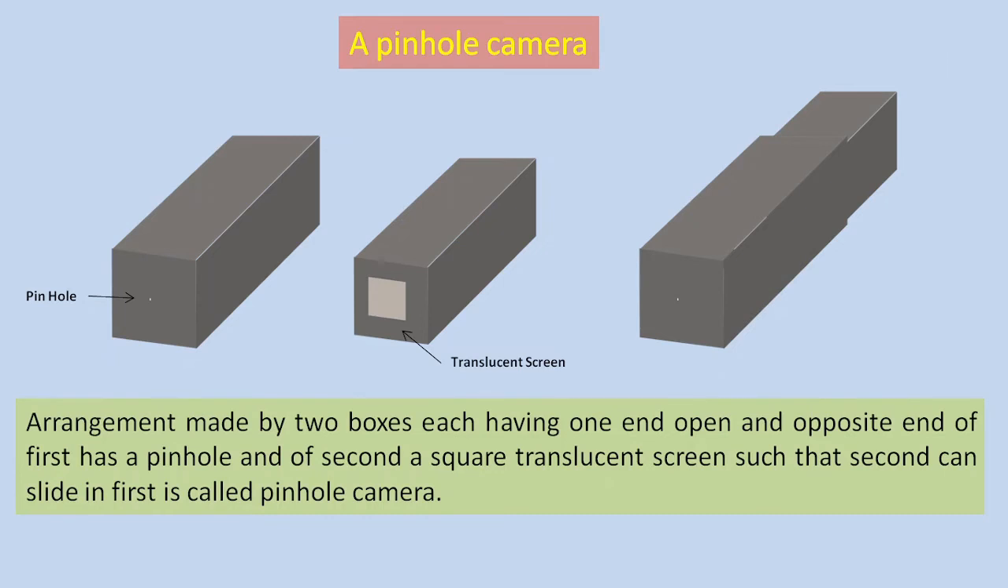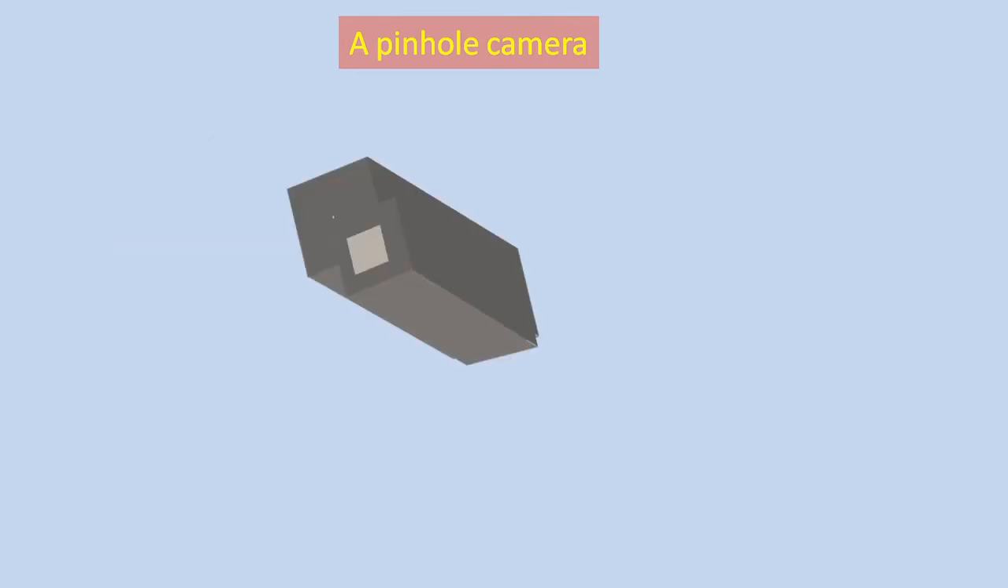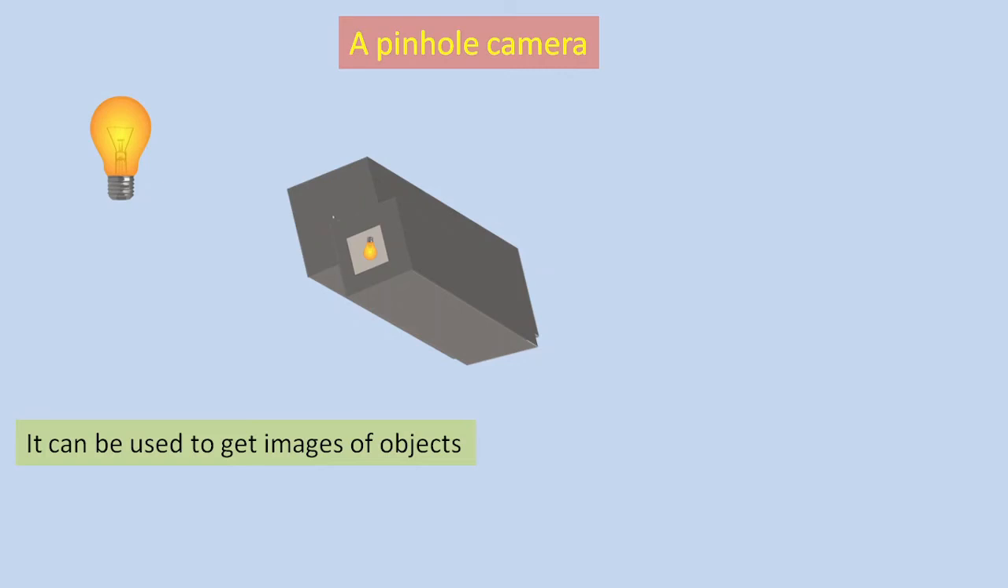What is the use of pinhole camera? To understand it, let us see the inner view of pinhole camera by opening two of its faces. This is the inner view of a pinhole camera. If we place an object in front of a pinhole camera, the image of the object is formed on the screen of the pinhole camera. So we can say that a pinhole camera is used to get images of objects.